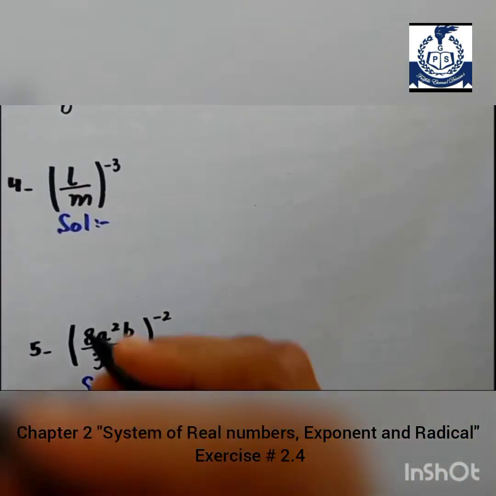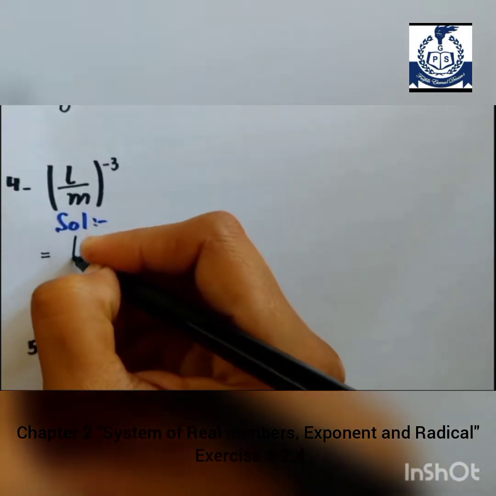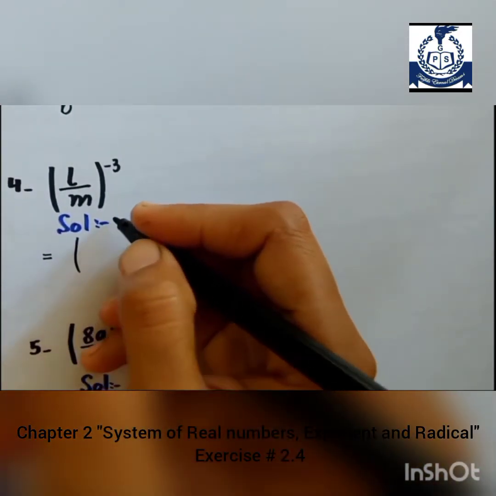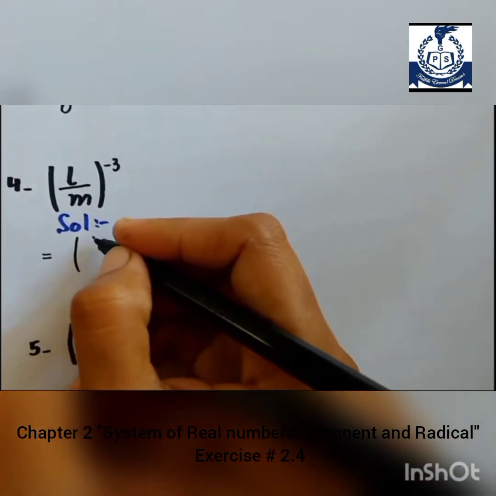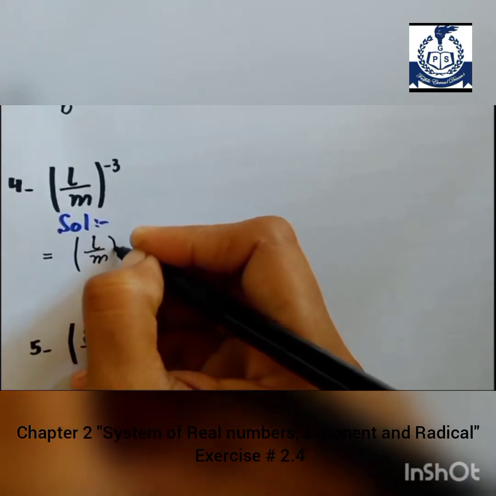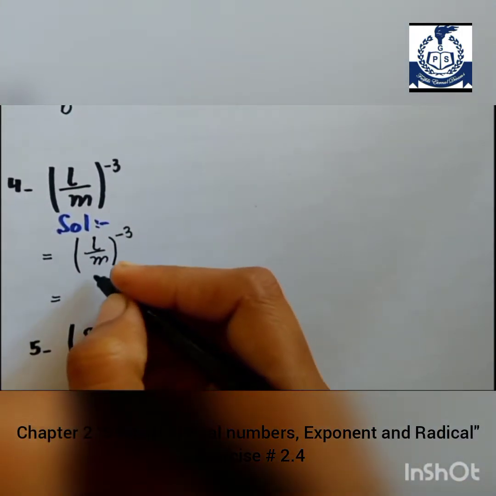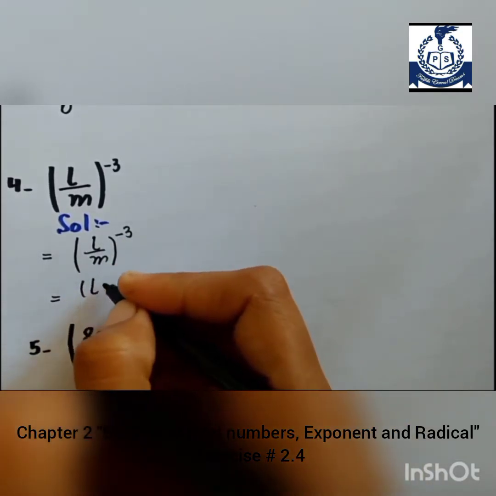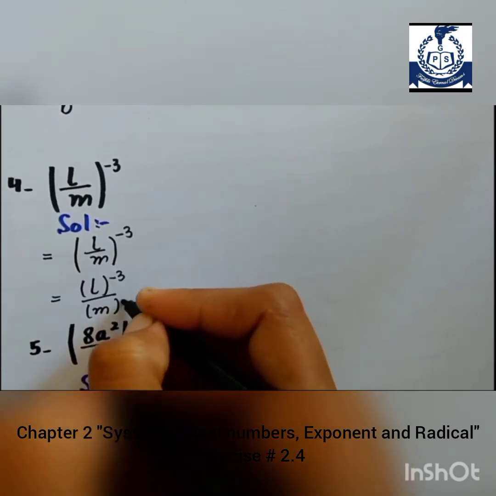Question number 4 is (L divided by M) whole power minus 3. So we write (L divided by M) whole power minus 3. Minus 3 power is also with L and minus 3 power is also with M. So we write it in a separate form: L power minus 3, M power minus 3.